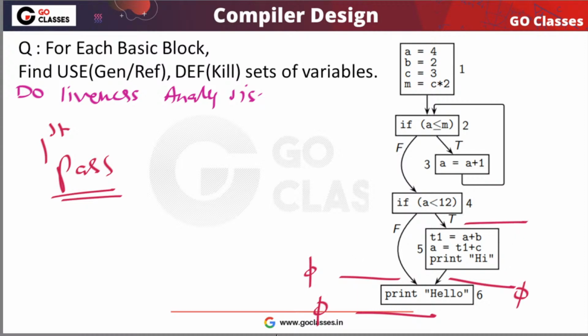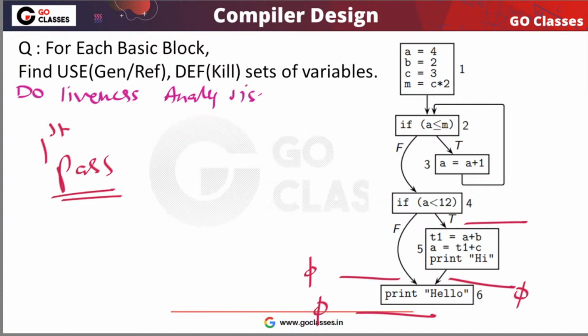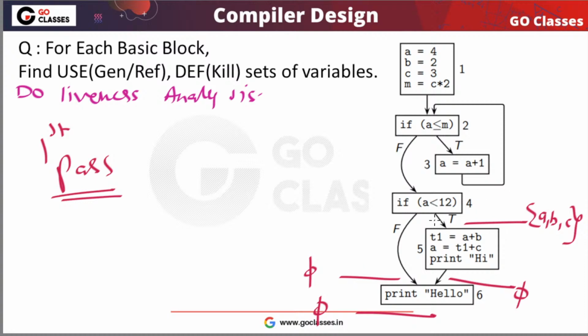And what about this basic block 5? This is using ABC and defining T1A. You are using ABC and you are defining T1A. So this will be ABC. Just go in the backward direction. What about this? Here you are using again ABC, so here also you will get ABC. Just go in the backward direction. I am going in the backward direction.